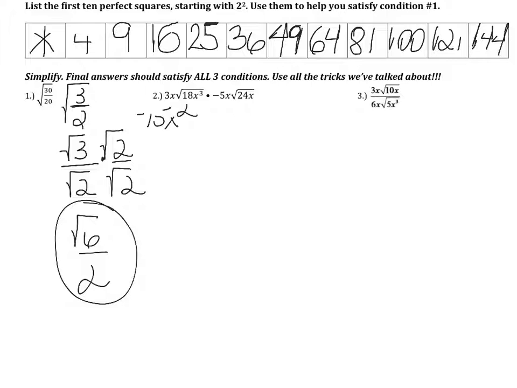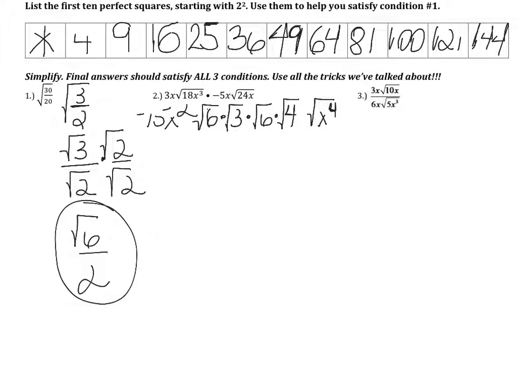Well, they both have 3 in common, and 6 actually, so I could break up the square root of 18 into the square root of 6 times the square root of 3. I could break up the square root of 24 into the square root of 6 times the square root of 4, right? And now let's put x to the third and x together, and that's going to give me the square root of x to the fourth.